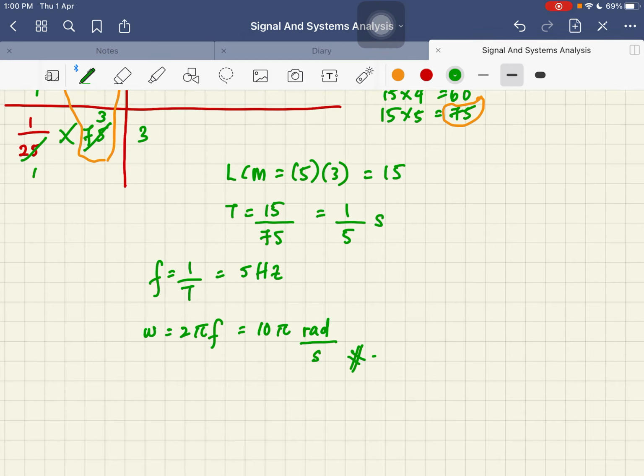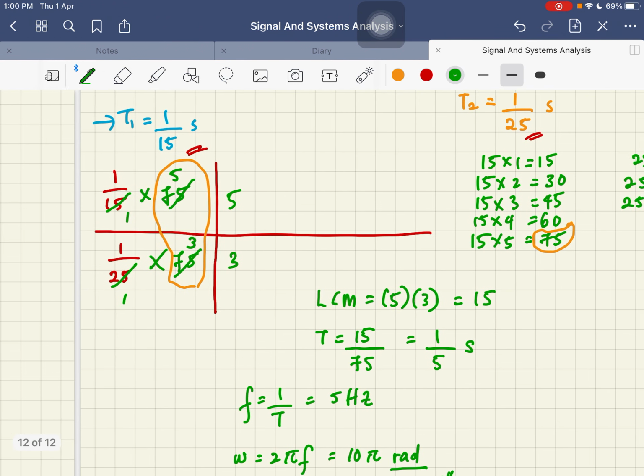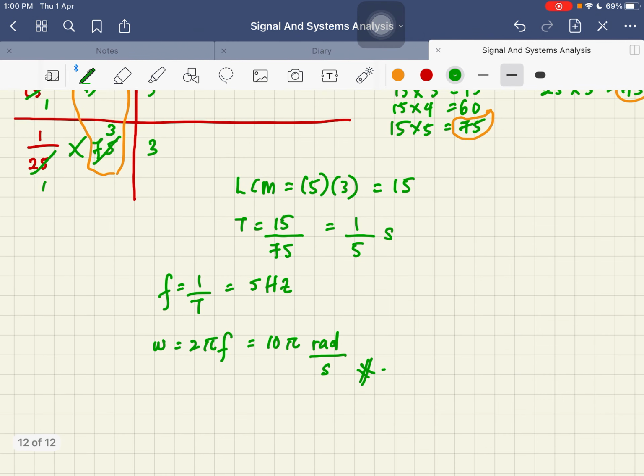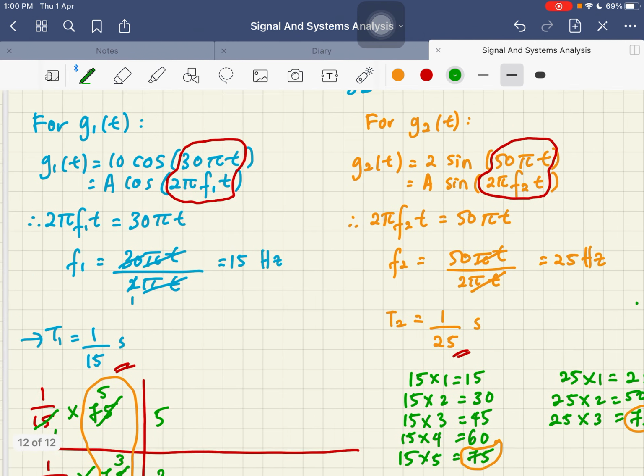So I hope it's clear on the least common multiple method and how you apply that method to solve equations related to periodic signals.